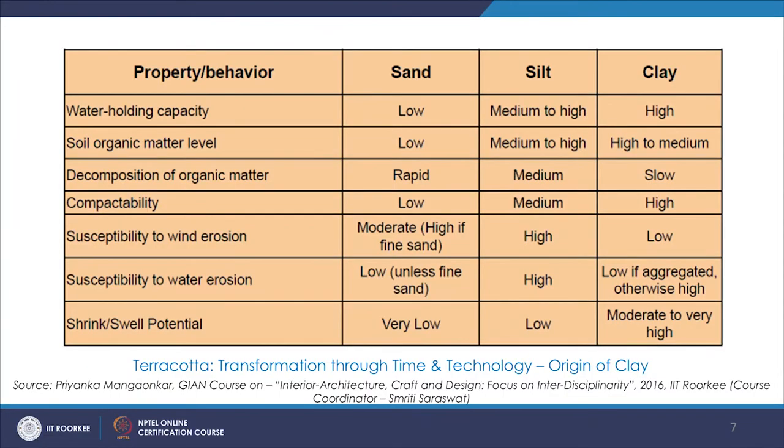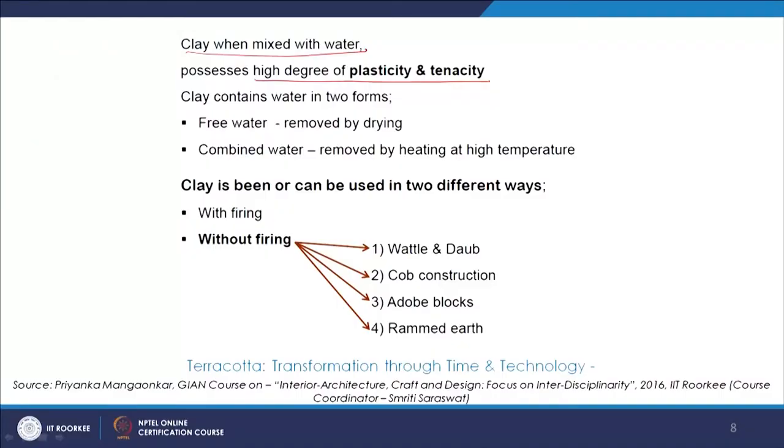If we see some properties that have been listed over here, sand, silt and clay of course behave very differently. This is part of understanding the material, because when we talk about terracotta or brick, we have to first understand what all it consists of and what properties are acquired by that material because of those components. When clay is mixed with water, it possesses a high degree of plasticity and tenacity.